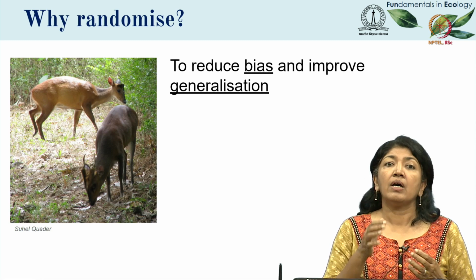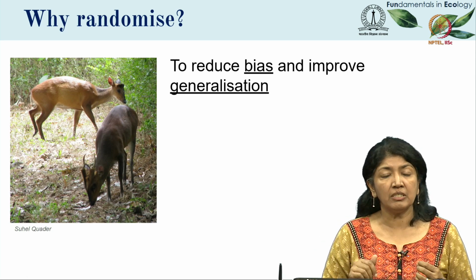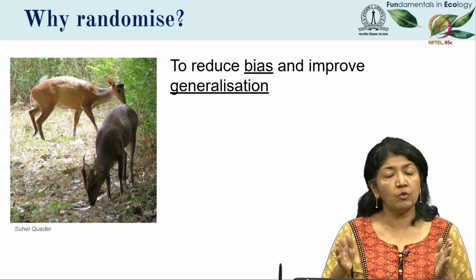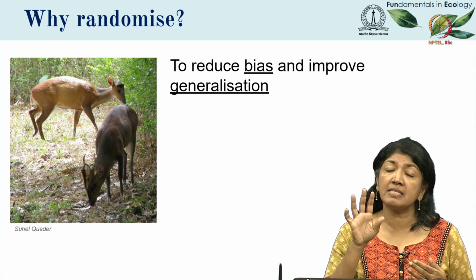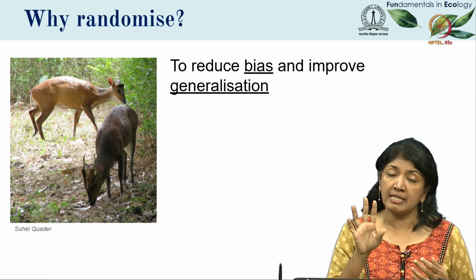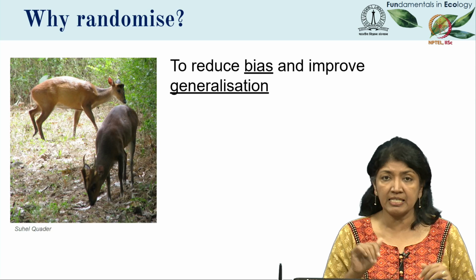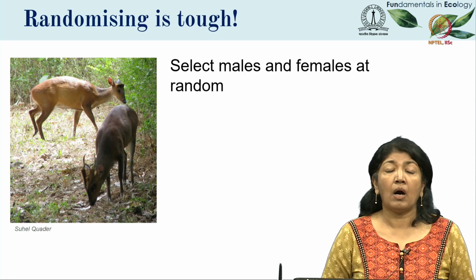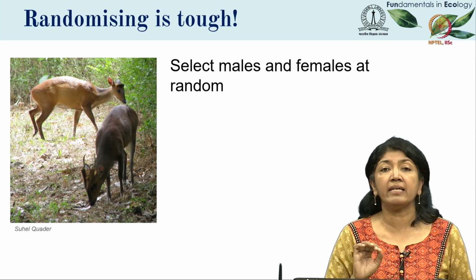That is, we want to get a representative sample of the population, because only then can we generalize from sample to population. If our sampling protocol gives us samples only from a subset of the population, then we cannot generalize to the whole population. However, it is important to remember that randomizing is actually quite tough.